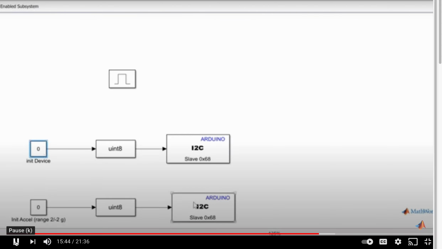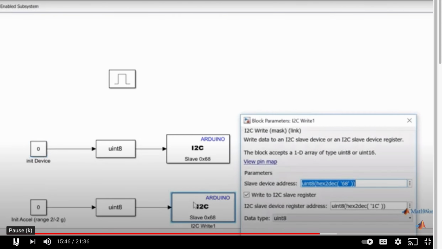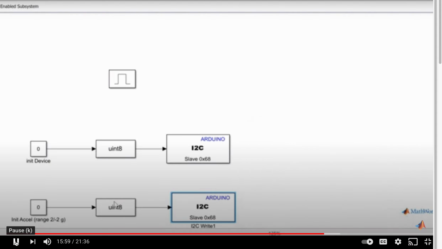The next register that I have configured is the accel config register. This is the register address. I have set the range of my accelerometer through this to -2G to +2G. The command for this is 0.